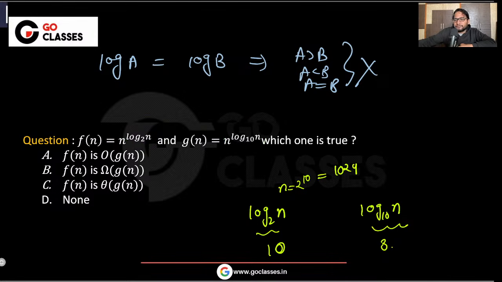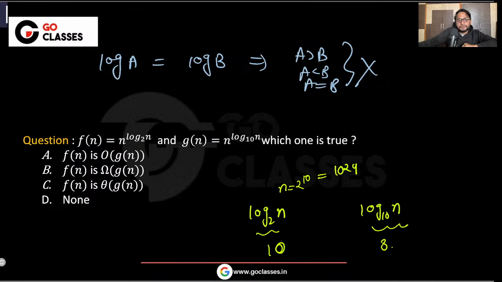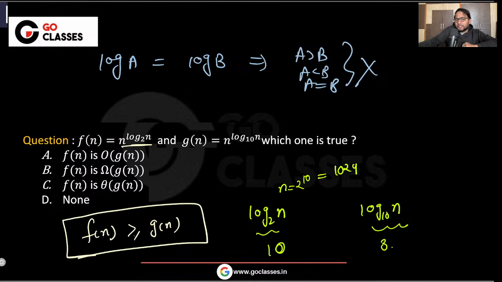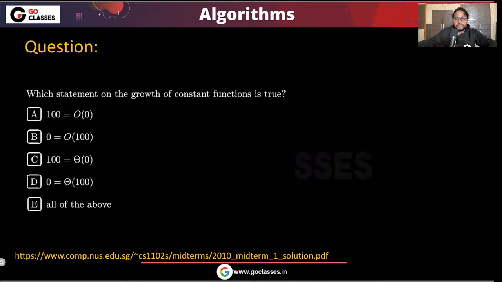So then what is the answer? Based on the power, can you tell me what is the answer? If this power is greater, then Fn is actually greater, right? Fn is greater than or equal to Gn, and in fact it is not equal, it is actually greater. So that's why A is the correct answer here. Sorry, if Fn is greater, then B is the correct answer here, because this is big omega. Understood? So that's how you can solve this question. Now let's see more questions.